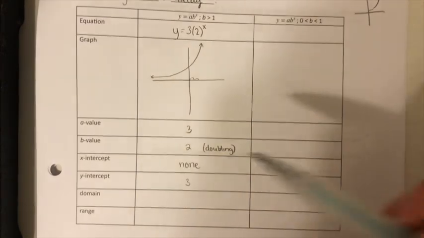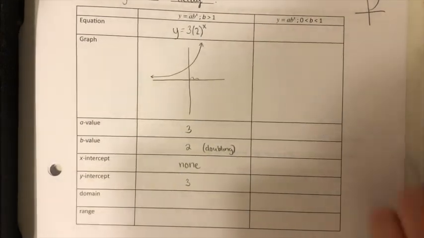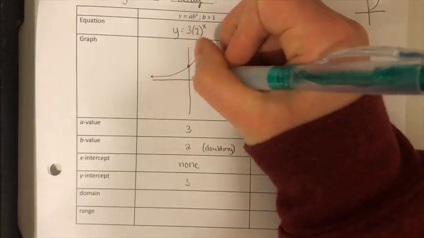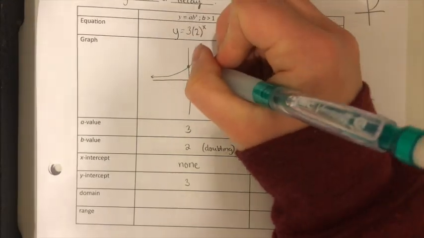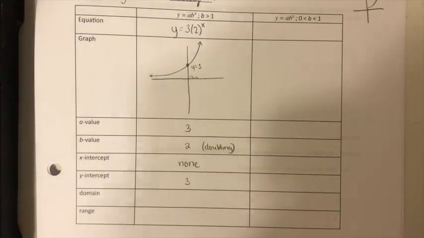So if we remember, I said 3 is like our starting point. Right when x is equal to 0, y is equal to 3 right there. So that a value is kind of like our starting point. We're going to use that a whole bunch as we continue.